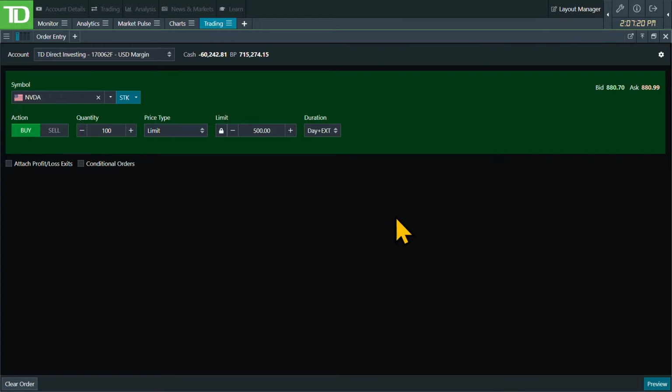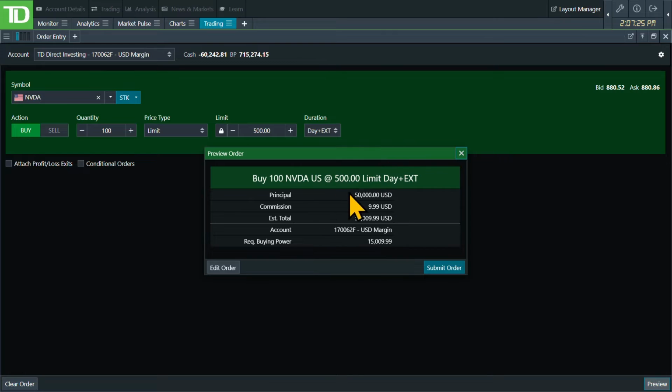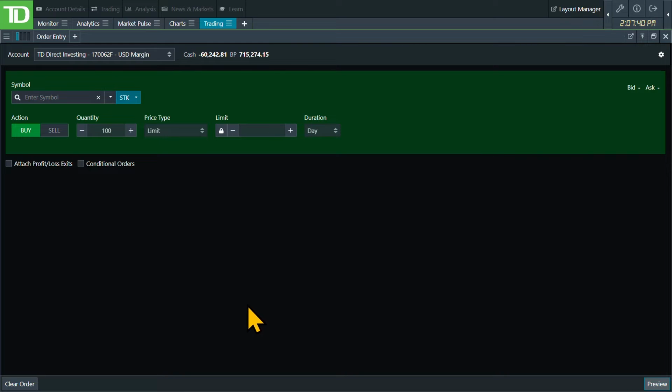Then once you've got that set up, you can go ahead and hit the preview button to get a preview of the screen. It'll give you a summary of the order value, the commission, and any other related information that might be needed, such as buying power requirement in the case of this trade, since we're using a margin account. If you're happy with all of that, you can go ahead and send that order, or you still have a chance to edit it. We're going to go ahead and submit this order there.